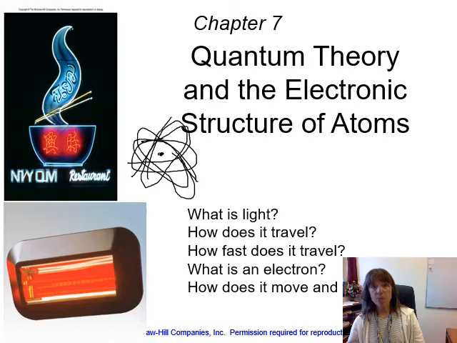So in this chapter, we'll be looking at what light is, how it travels, and how fast it travels, and then looking at an electron and how it moves, and also what the electron and light have in common. If you look here, we have a neon sign being shown, and that neon sign is in this chapter because there is a gas inside of these neon tubes. And when you electrify them, the electrons move around.